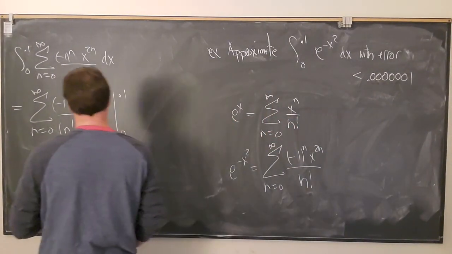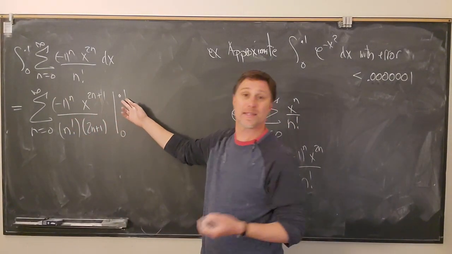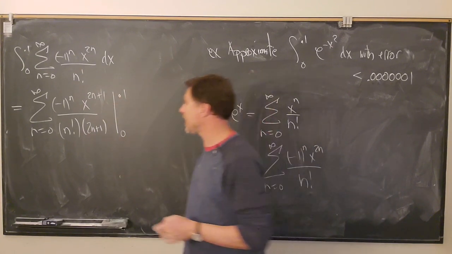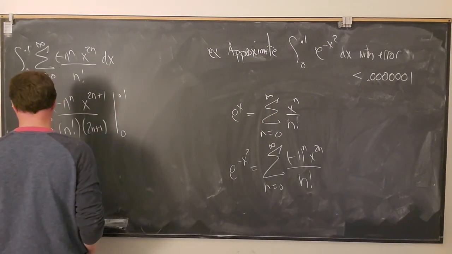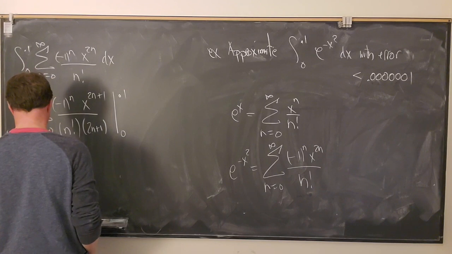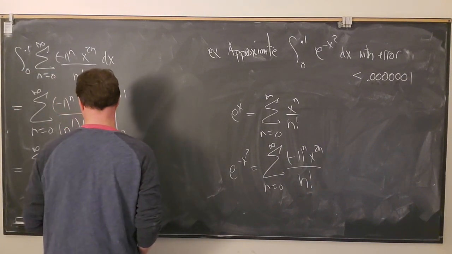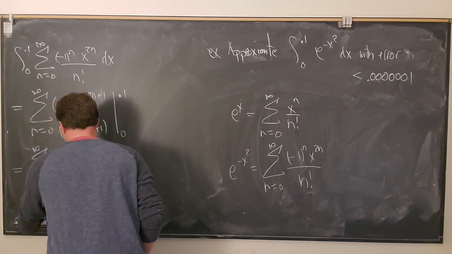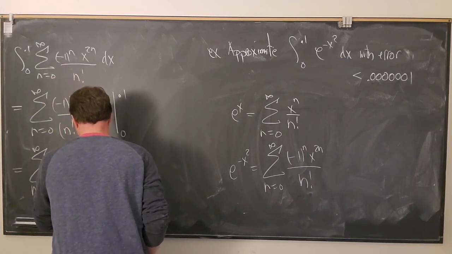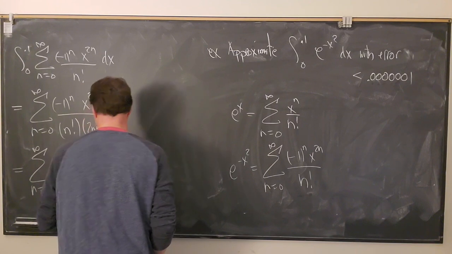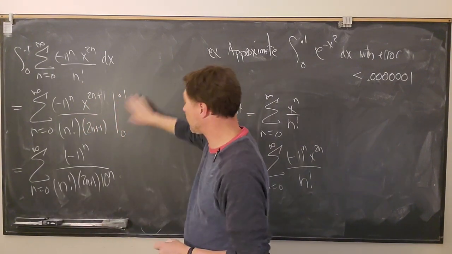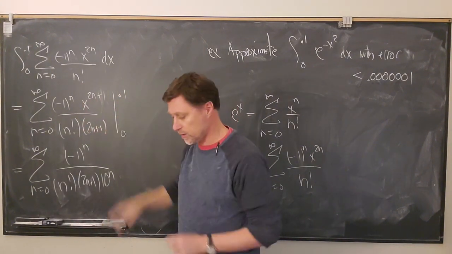Plug in the limits, and I want to write it this way. So 0.1 is the same as 1/10, so I'm going to substitute a 1/10 in there when I actually write down the answer. So we get sum n equals 0 to infinity, minus 1 to the n over n factorial, 2n plus 1, 10 to the n, right? When you plug in the upper limit, that's what you get. When you plug in the lower limit, you get a 0.